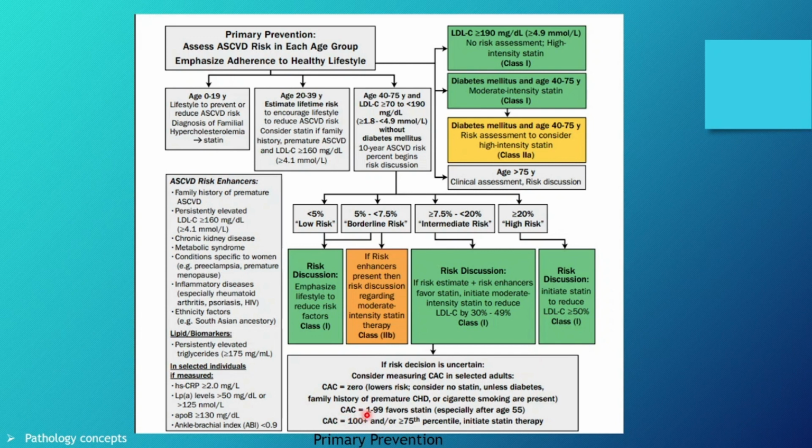If CAC is 1 to 99, then it favors the statin, especially after the age of 55, and if CAC is more than 100, and if it is more than 75th percentile, then initiate the statin therapy. Let's understand, if LDL cholesterol is more than 190 mg per dl in any age group, then start the high intensity statin therapy immediately. And if age is 40 to 75 years with diabetes mellitus, start moderate intensity statin therapy, and if it is not controlled, then start the high intensity statin therapy.